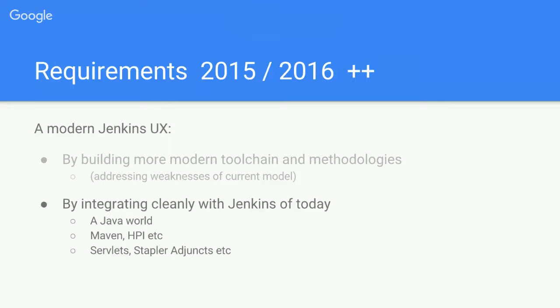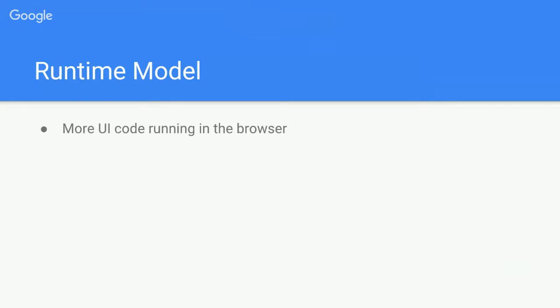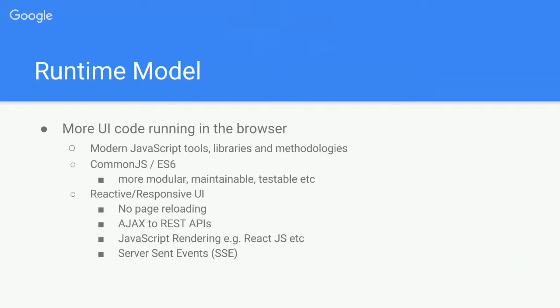It's a Java world, where Maven is a big part of the tool chain around building Jenkins plugins. You've got servlets and Stapler and adjuncts, which have advantages we can take advantage of as well. So we wanted to build something that would fit into that world, and that we could transition to more cleanly, if you like. Not a big bang where we had to boil the ocean. To do that, we had to come up with a newer kind of runtime model. So, getting away from purely server-side rendering, we have more UI code running in the browser.